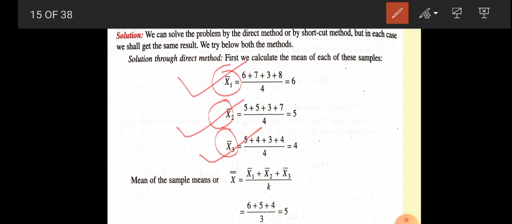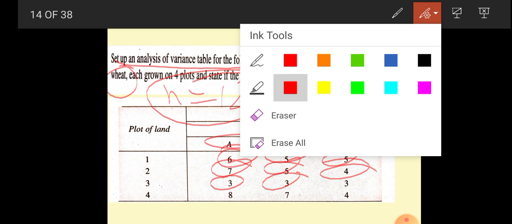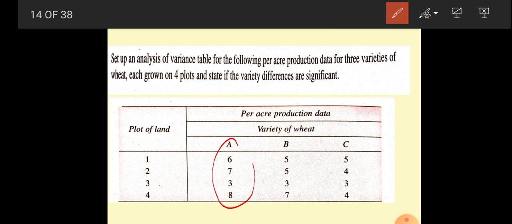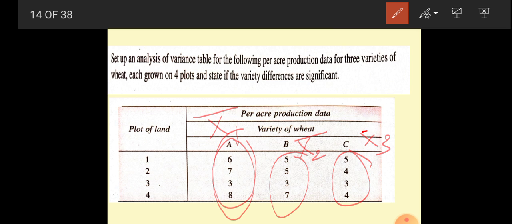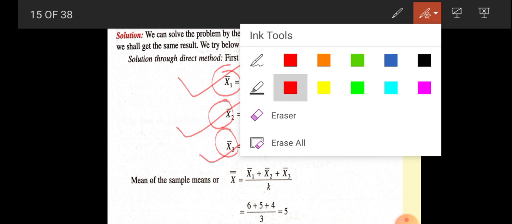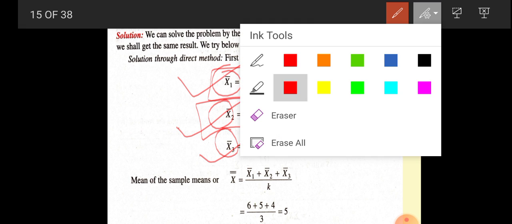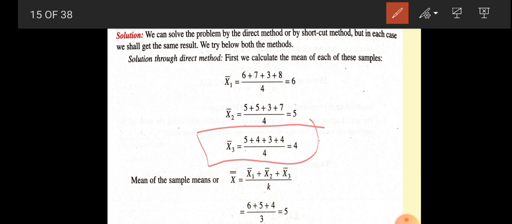So how do we find it? We will just write the values from here, like 6, 7, 3, 8. This is the mean, known as x1 bar, and the mean of this is known as x2 bar, and the mean of this is known as x3 bar. Remember what is written, 6, 7, 3, 8. Similarly, we find x1 bar is 6, x2 bar is 5, and x3 bar is 4.